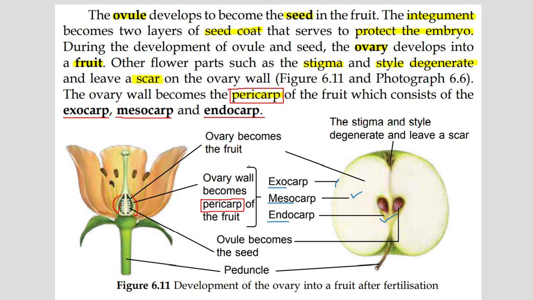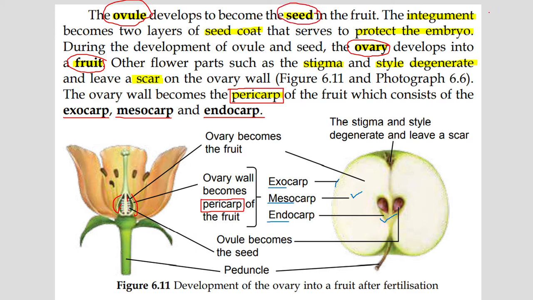The ovary will develop to become the fruit. Okay, so the ovary becomes the fruit. What's in the ovary? We have the ovule. So what happens to the ovule? It is going to become seeds in the fruits.